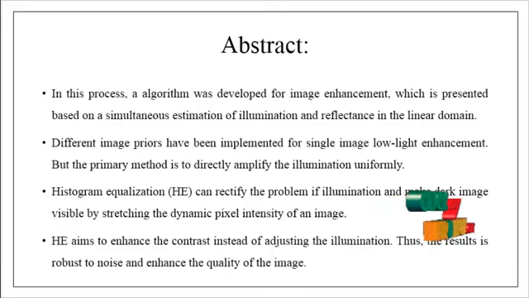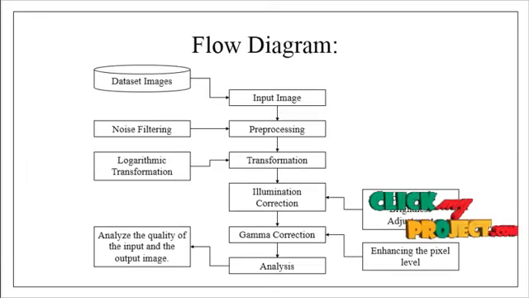Hence the histogram equalization, that is HE, can rectify the problem of illumination and make the dark channel visible by stretching the dynamic pixel intensity of the image. Hence, by using the histogram equalization, the pixel intensity will be equalized for each and every pixel in the image. HE aims to enhance the contrast instead of adjusting the illumination. Thus, the result is robust to noise, and it will enhance the quality of the image.